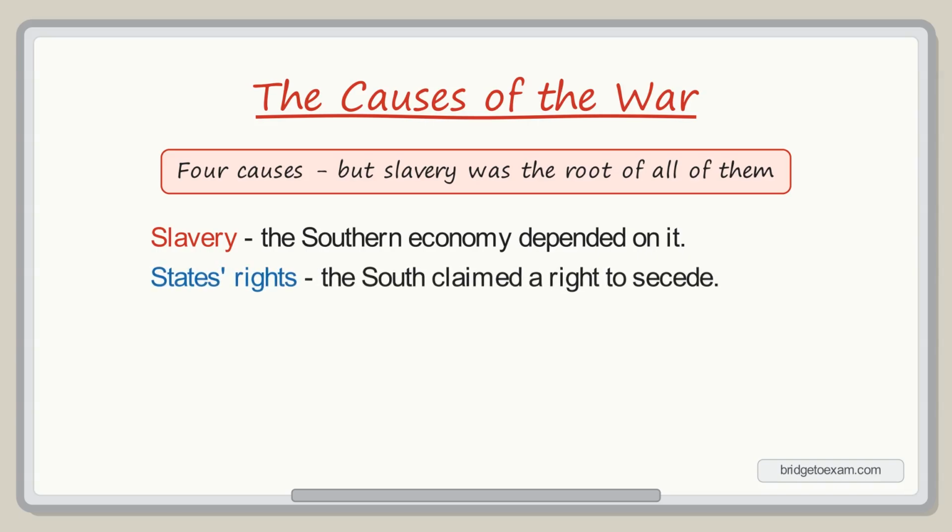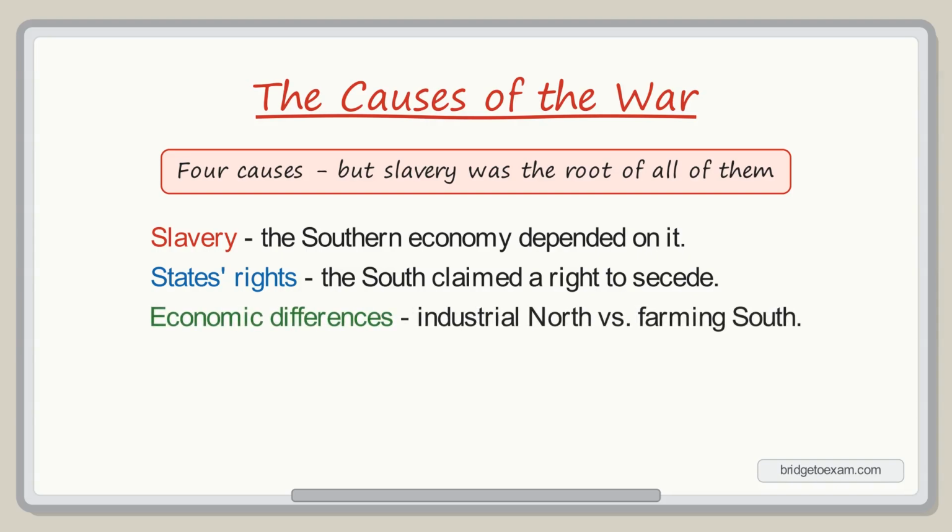The South argued it had the right to leave the Union, and the two regions had grown apart economically. The North was industrializing, while the South stayed agricultural and slave-based. And sectionalism, fierce loyalty to one's own region over the nation, had been building for decades. But remember, the specific right the South wanted to protect was the right to keep slavery.